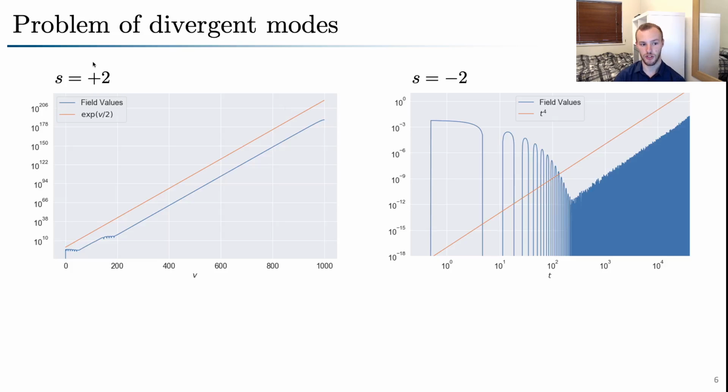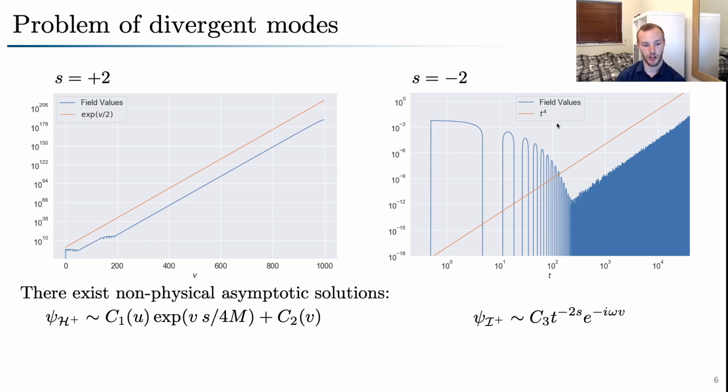For s equals plus 2, there are exponentially growing modes, and for s equals minus 2, there are modes that grow as t to the 4. And if we look at asymptotic solutions of the Teukolsky equation, we can see that at the horizon, there are exponential solutions for s equals plus 2, and at null infinity, there are t to the 4 solutions for s equals minus 2, which is exactly what we see in the plots.